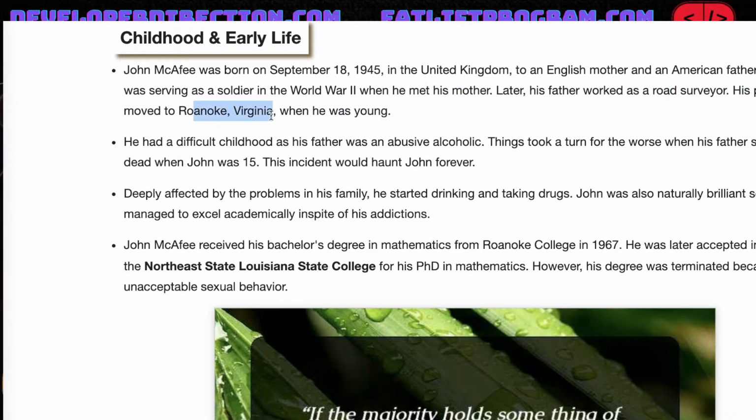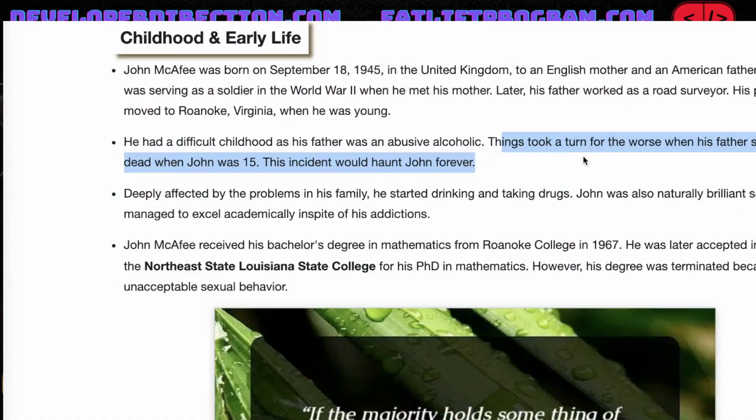When he was a young boy, he had a difficult childhood, and his father was an abusive alcoholic. Oh, shit. Things took a turn for the worse when his father shot himself dead when John was 15. Holy shit. That sucks, dude. That fucking sucks. Now I kind of understand why the dude's an addict. Or at least kind of understand, right?